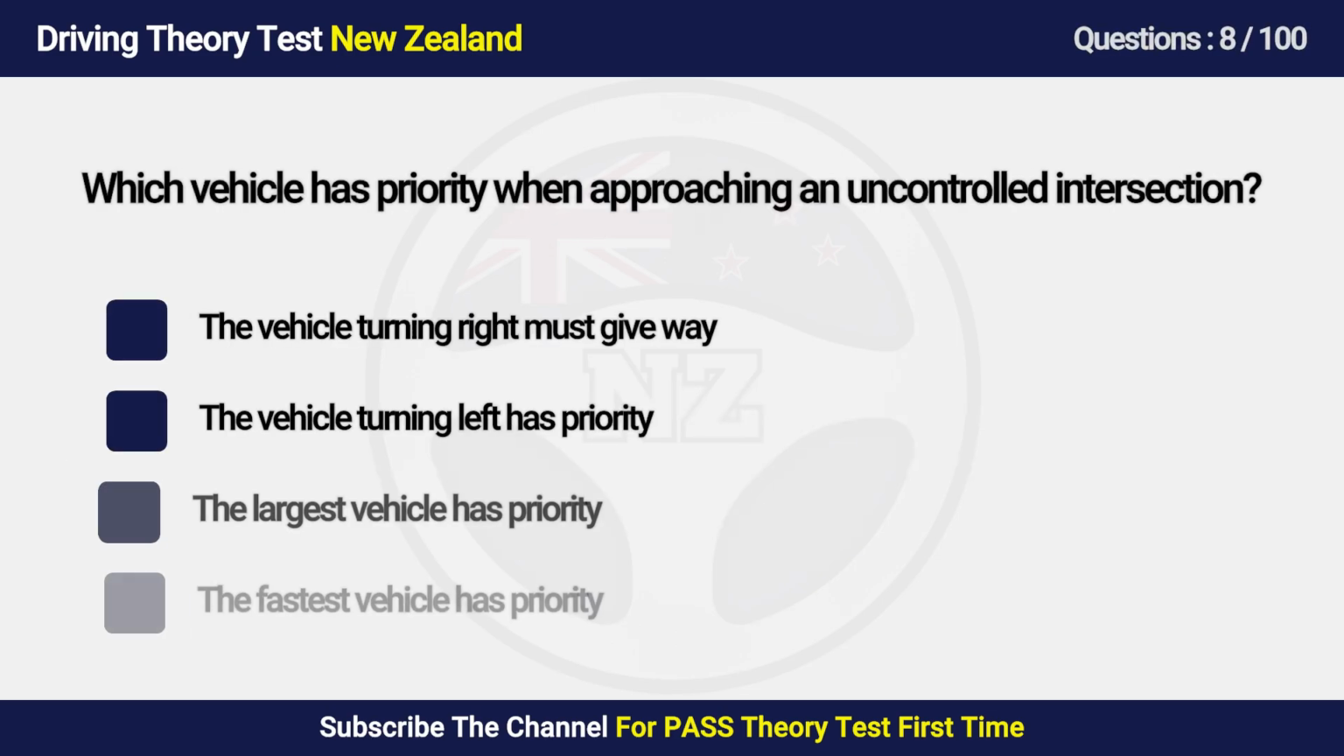Question 8. Which vehicle has priority when approaching an uncontrolled intersection? A. The vehicle turning right must give way. B. The vehicle turning left has priority. C. The largest vehicle has priority. D. The fastest vehicle has priority.